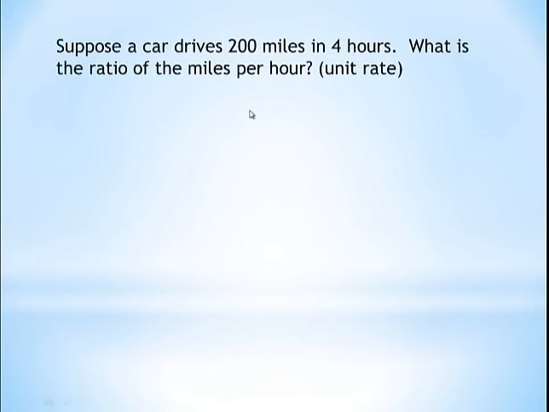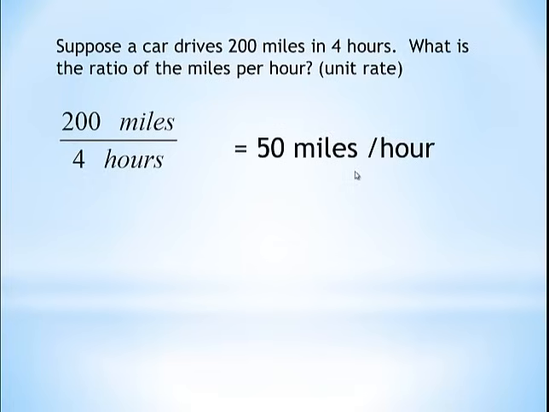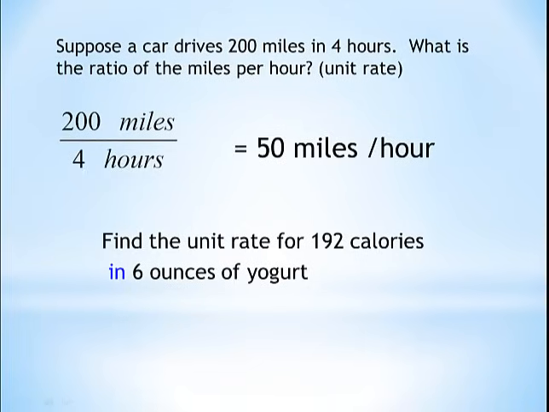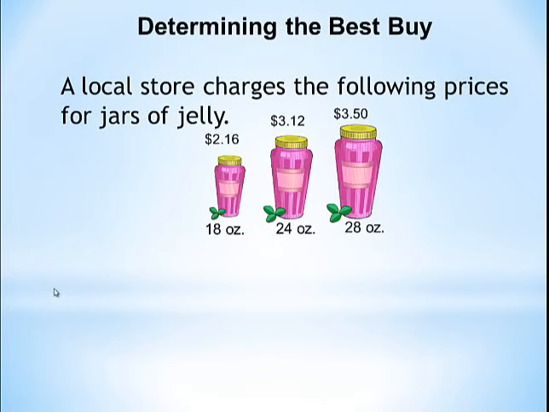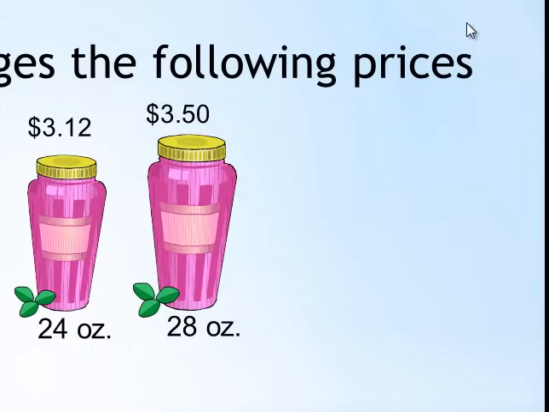Okay, so suppose a car drives 200 miles in 4 hours. What is the ratio of miles per hour? Actually, find the unit rate of miles per hour. Hit pause. Okay, so 200 miles over 4 hours, 200 divided by 4 would give me 50 miles per hour. How'd you do? Awesome! Okay, I want you to find the unit rate for 192 calories in 6 ounces of yogurt. Unit rate means I'm finding how many calories in 1 ounce. Go ahead and hit pause and work it out. Did you get 32 calories per ounce? Excellent.